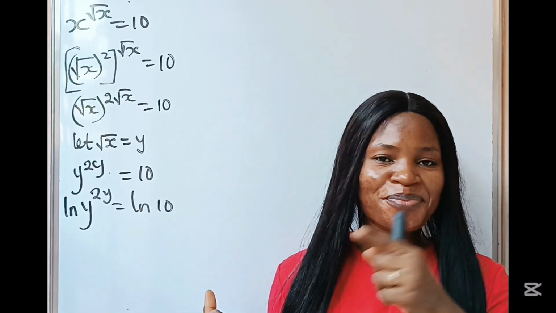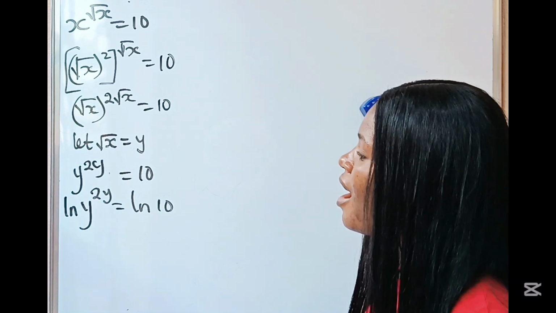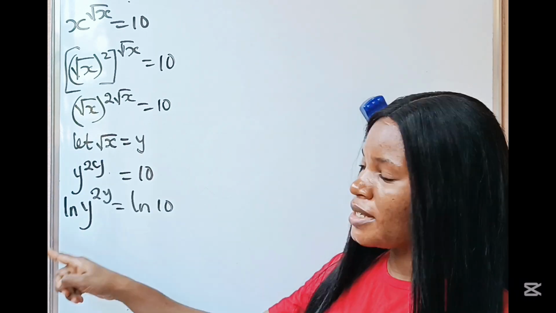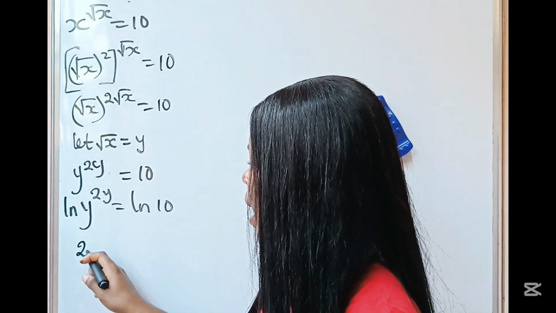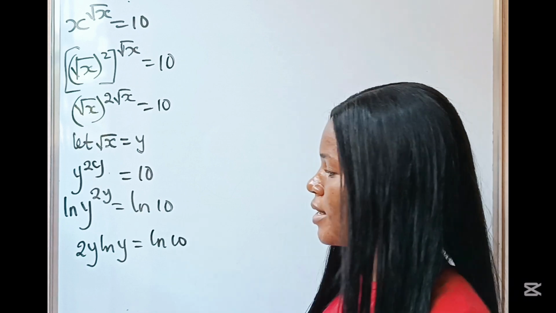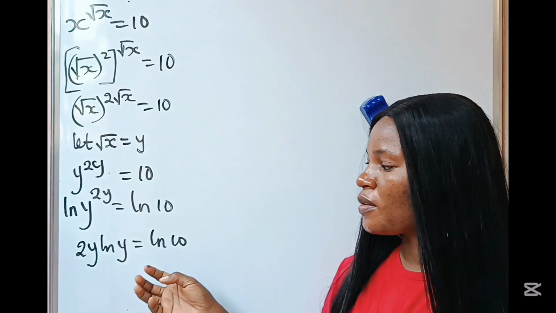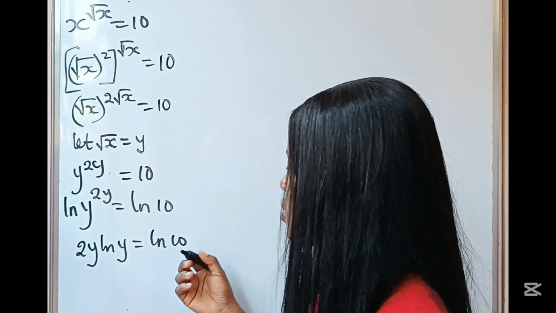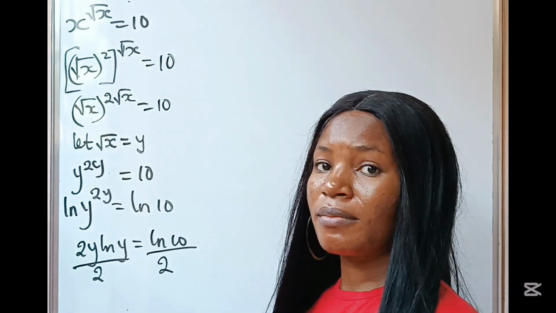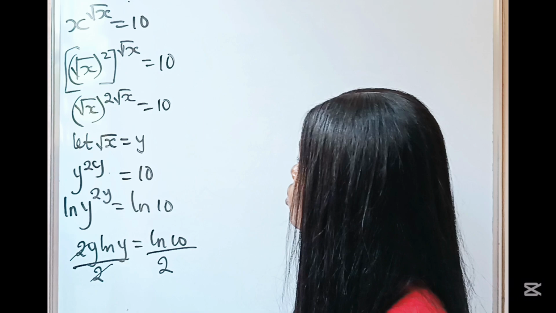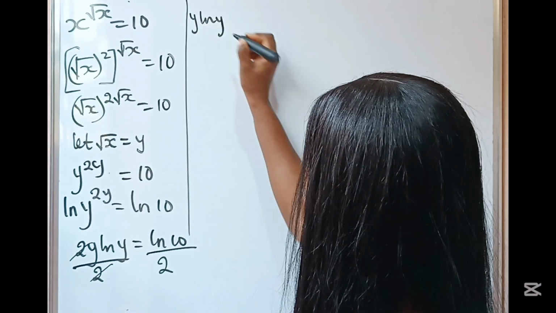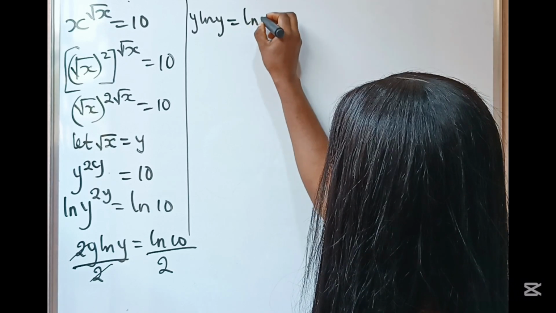Now let's get back. So based on the law, we can bring this down to be what? 2y ln y is equal to ln 10. Now let's divide both sides of this equation by 2. So if we do that, we have this divided by 2 and this divided by 2. Now 2 will cancel 2, so we'll have y ln y is equal to ln 10 divided by 2.